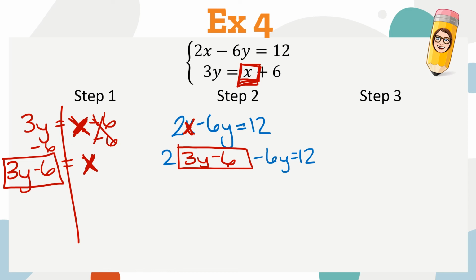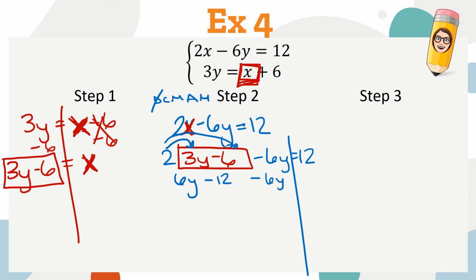All right, we're ready for our solving steps. Don't call me after midnight. First, let's distribute. 2 times 3 is 6. 2 times 6 is negative 12. Negative 6y falls down equals 12 falls down. Combine. I have a 6y and a negative 6y.